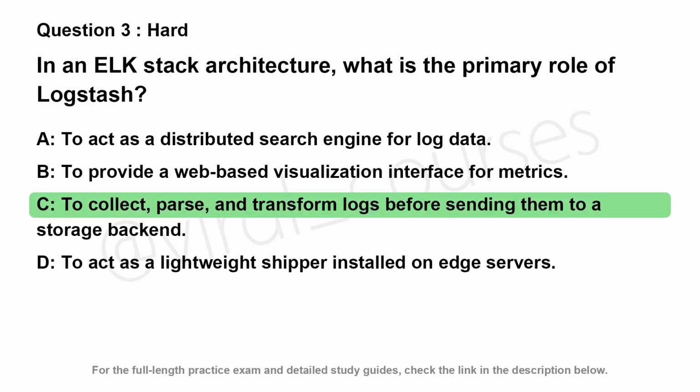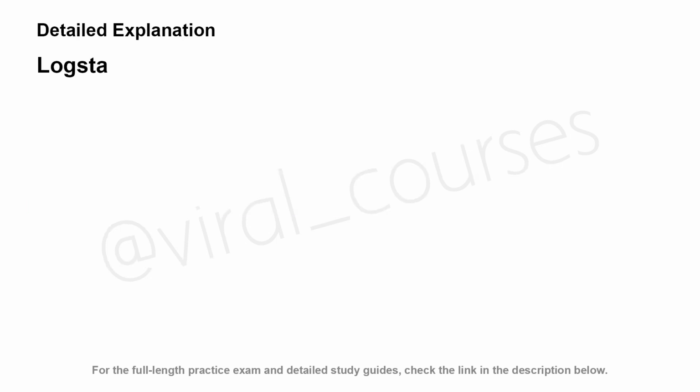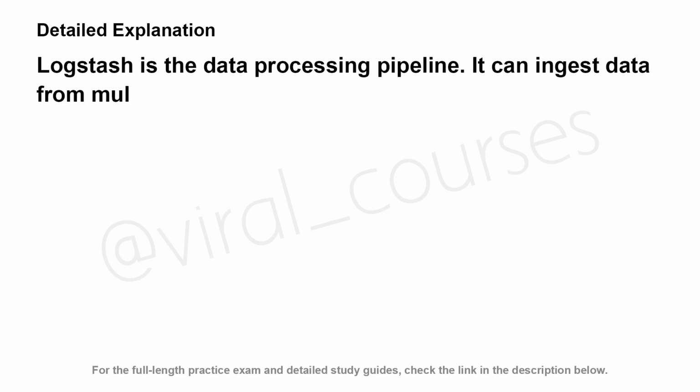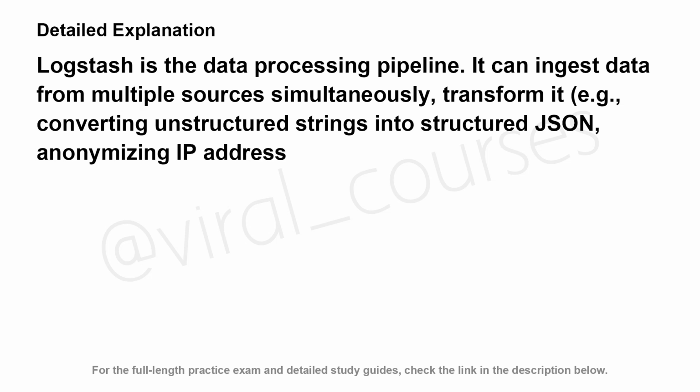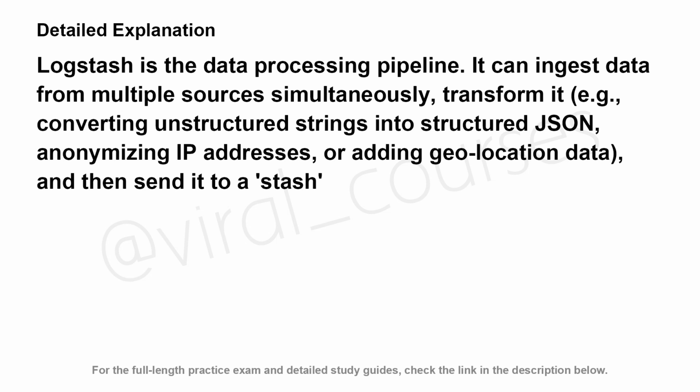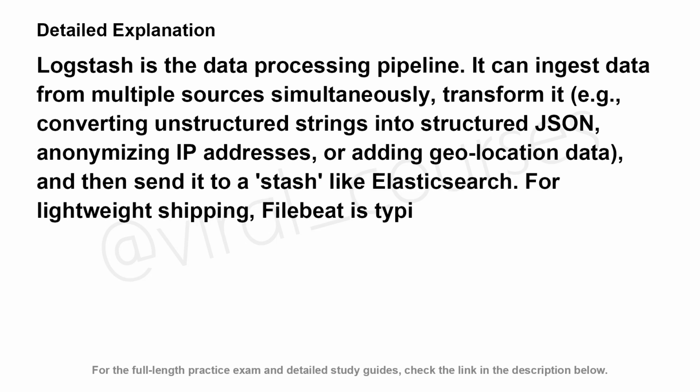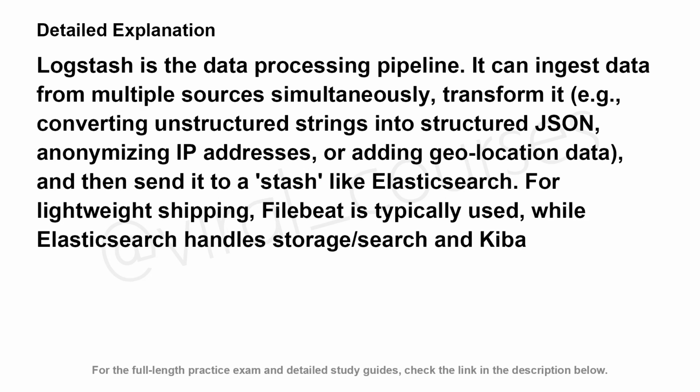The correct answer is C. Logstash is the data processing pipeline. It can ingest data from multiple sources simultaneously, transform it, e.g., converting unstructured strings into structured JSON, anonymizing IP addresses, or adding geolocation data, and then send it to a stash like Elasticsearch. For lightweight shipping, Filebeat is typically used, while Elasticsearch handles storage, search, and Kibana handles visualization.